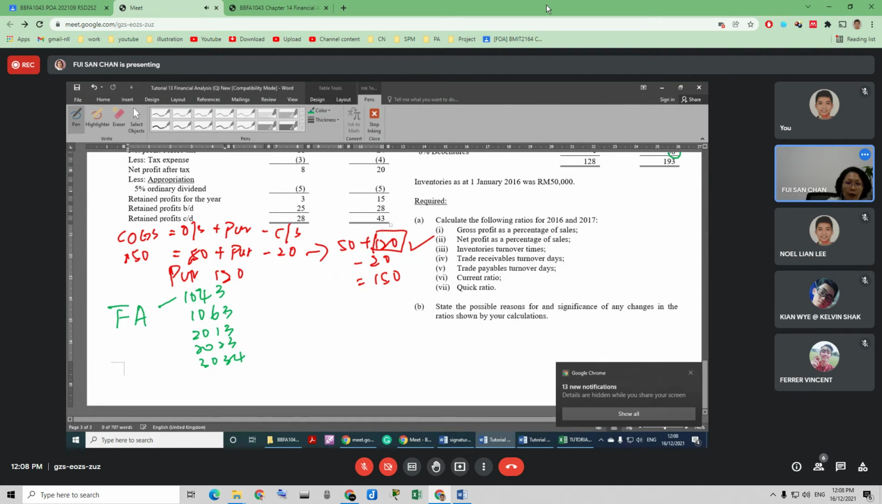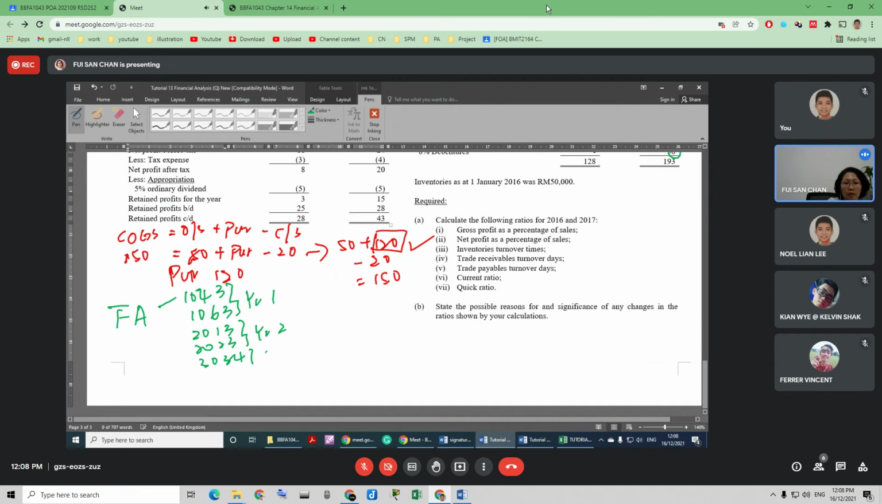See, there are 5 FA papers. Those who actually join, these 2 are in year 1, this is in year 2, and this is in year 3. This is for accounting. So 5. So you see, you are only doing this one.